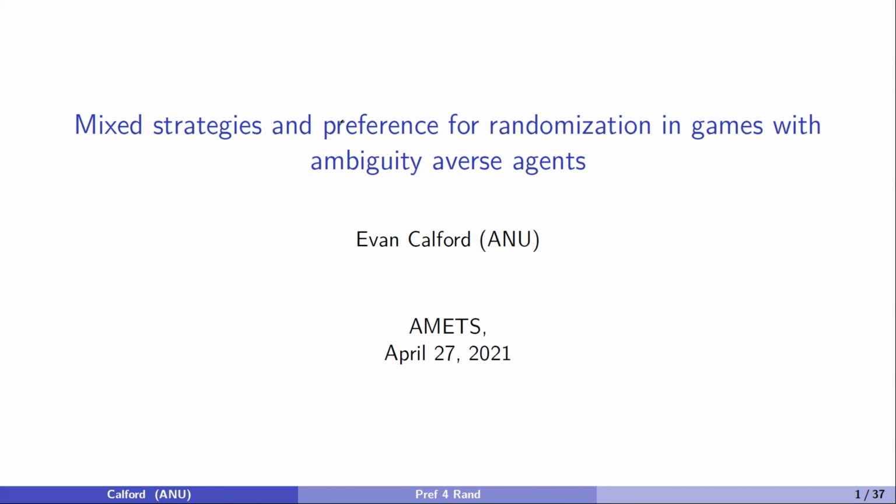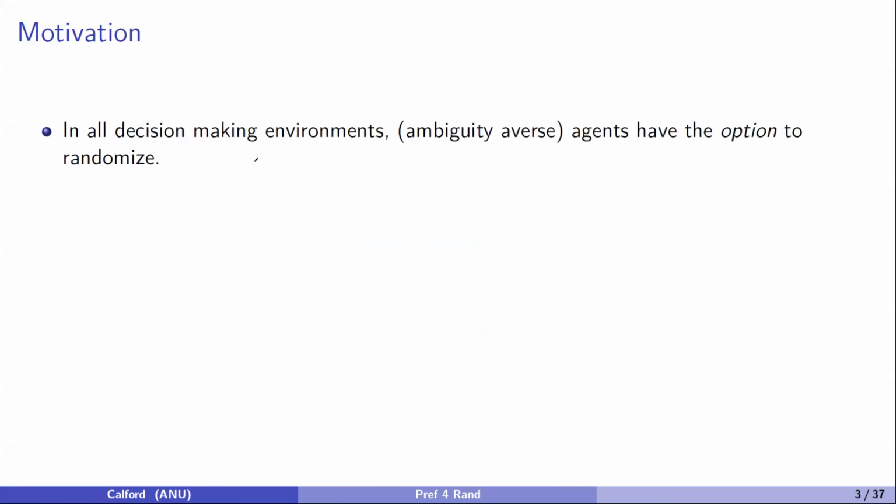And as Alex said, I'm going to be talking about preference randomization in games with ambiguity averse agents. Okay, so the underlying motivation here is to recognize that agents always have the option to randomize. And particularly if you're an ambiguity averse agent, you may have a strict preference to randomize. Now, this is well known in the decision theory literature. I'm going to try to port some of these ideas from decision theory across into game theory.